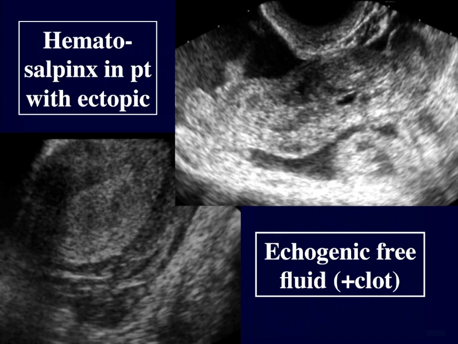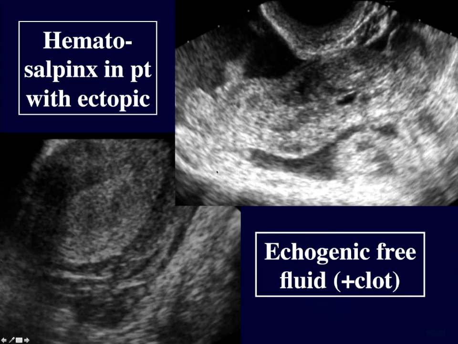Now, here is a patient who did have a positive pregnancy test. And you can see her tube looks quite similar to the one that was PID. But in this case, she has a positive pregnancy test. So this is presumably a hematosalpinx, and there's some echogenic fluid, which is blood.